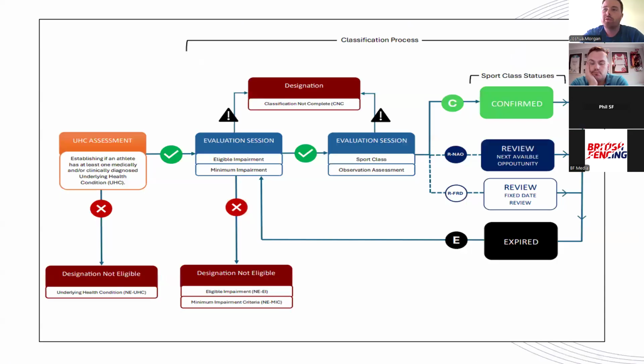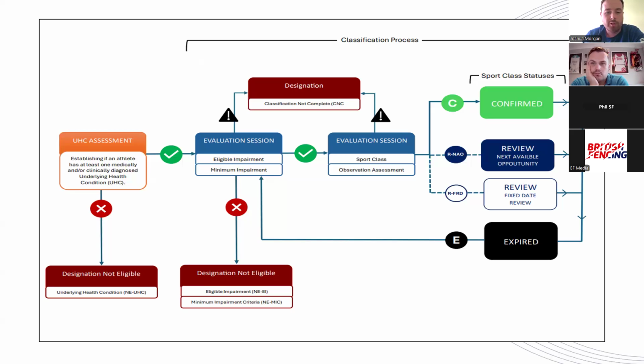So this is how that process looks in a flow chart diagram. As you can see, there are many different options and directions it can take, depending on the information and the testing that is done throughout the assessment. But the key one on this page I wanted to talk about is the sport class statuses on the right-hand side. An athlete can be deemed as having a confirmed classification. This generally means that the athlete does not need further classification.